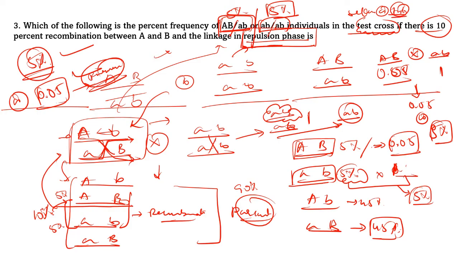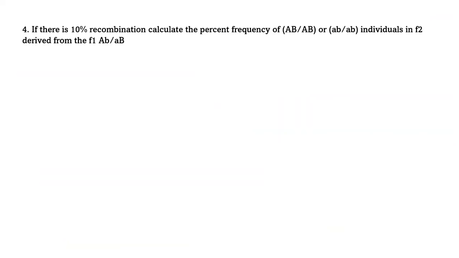Okay. Next one. If there is 10% recombination, calculate the percent frequency of capital A, capital B bar capital A, capital B, or small a, small b bar small a, small b individuals in F2 derived from F1.